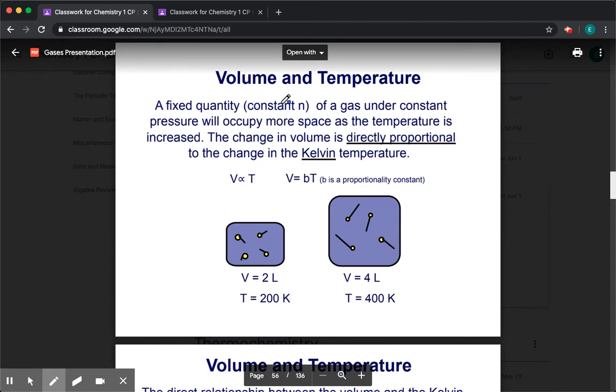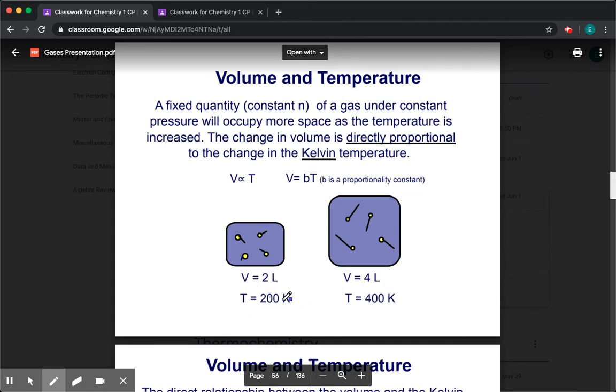And again, we are assuming that we are keeping pressure constant and moles constant. Whatever two variables we're looking at, we're keeping the other two the same. So in this case, we're looking at volume and temperature. We are keeping pressure exactly the same and moles exactly the same. And again, we have two containers, and assume the container is able to expand. First container, volume is 2 liters, and the temperature is 200 Kelvin.